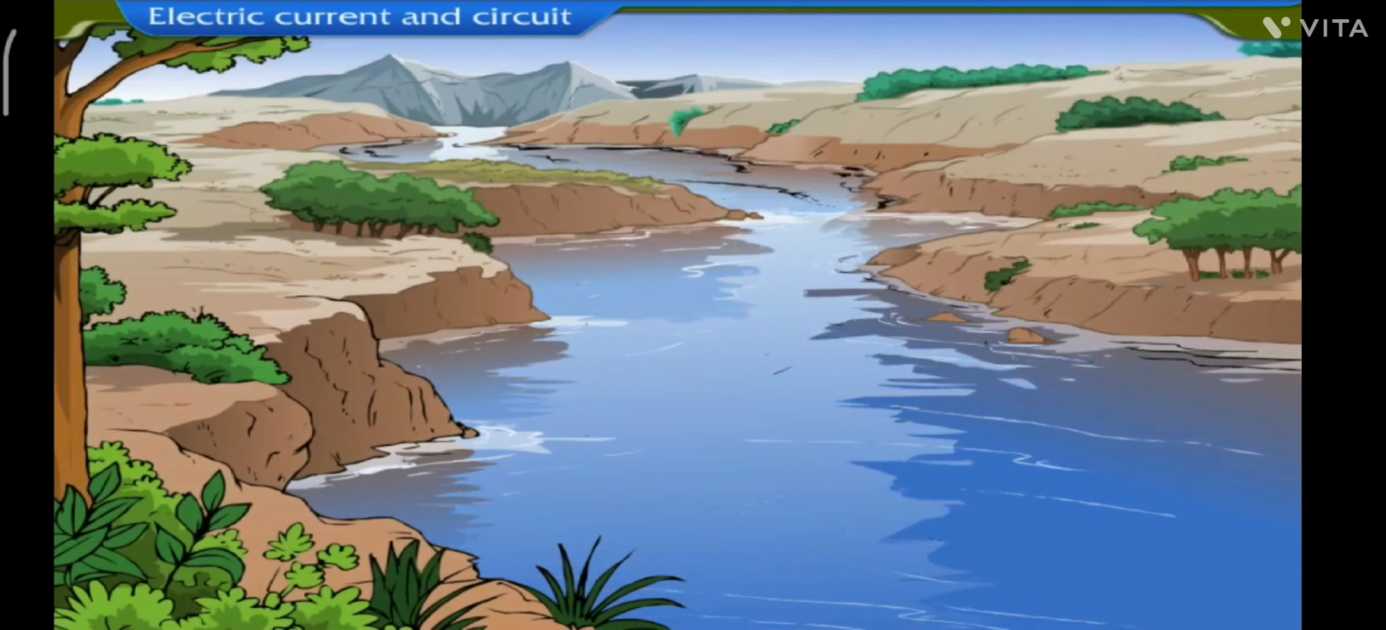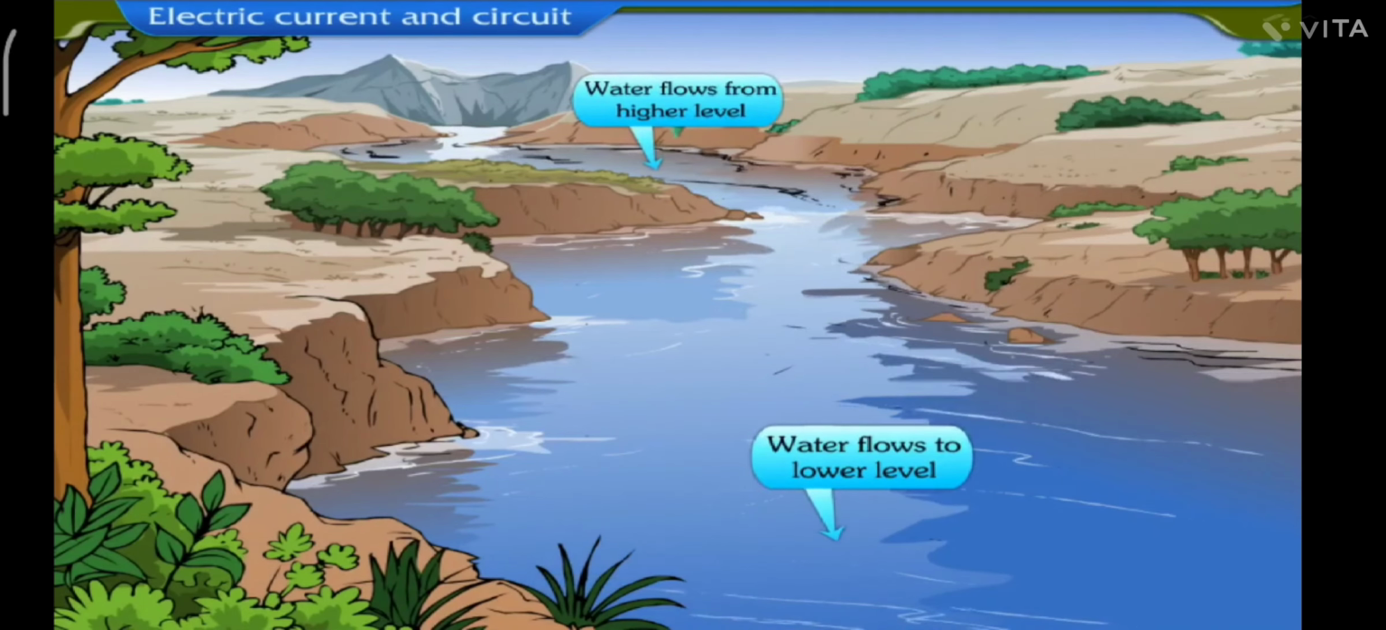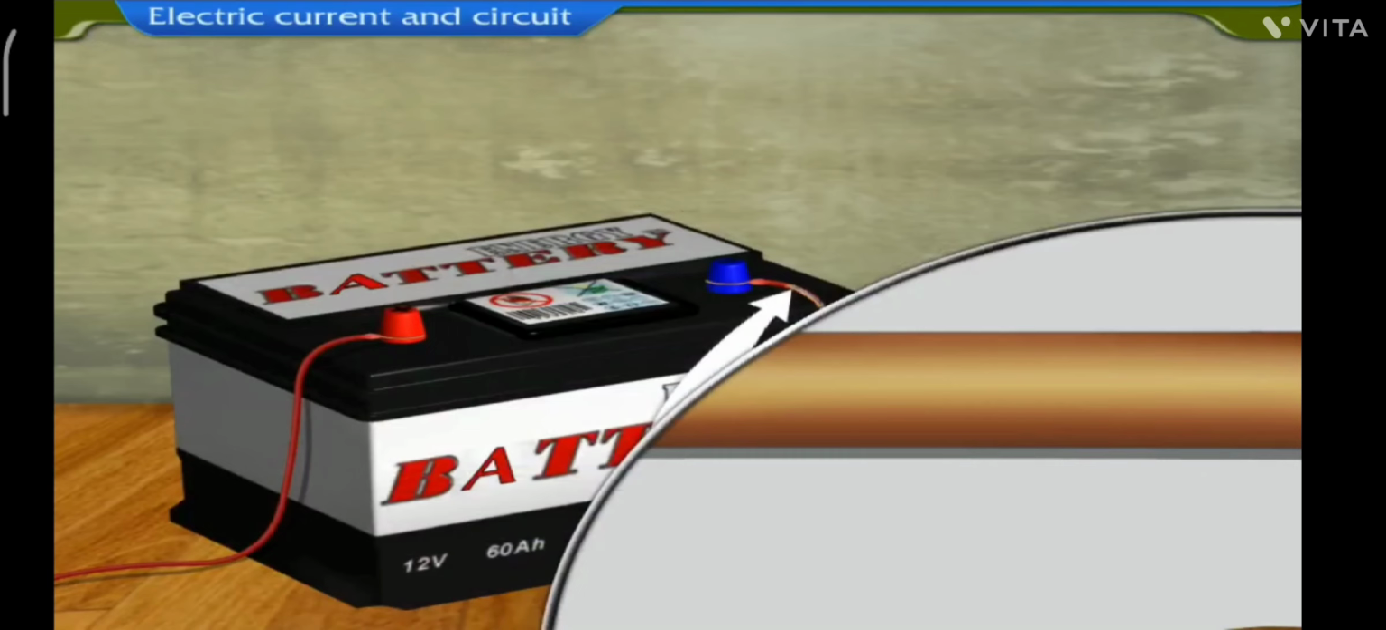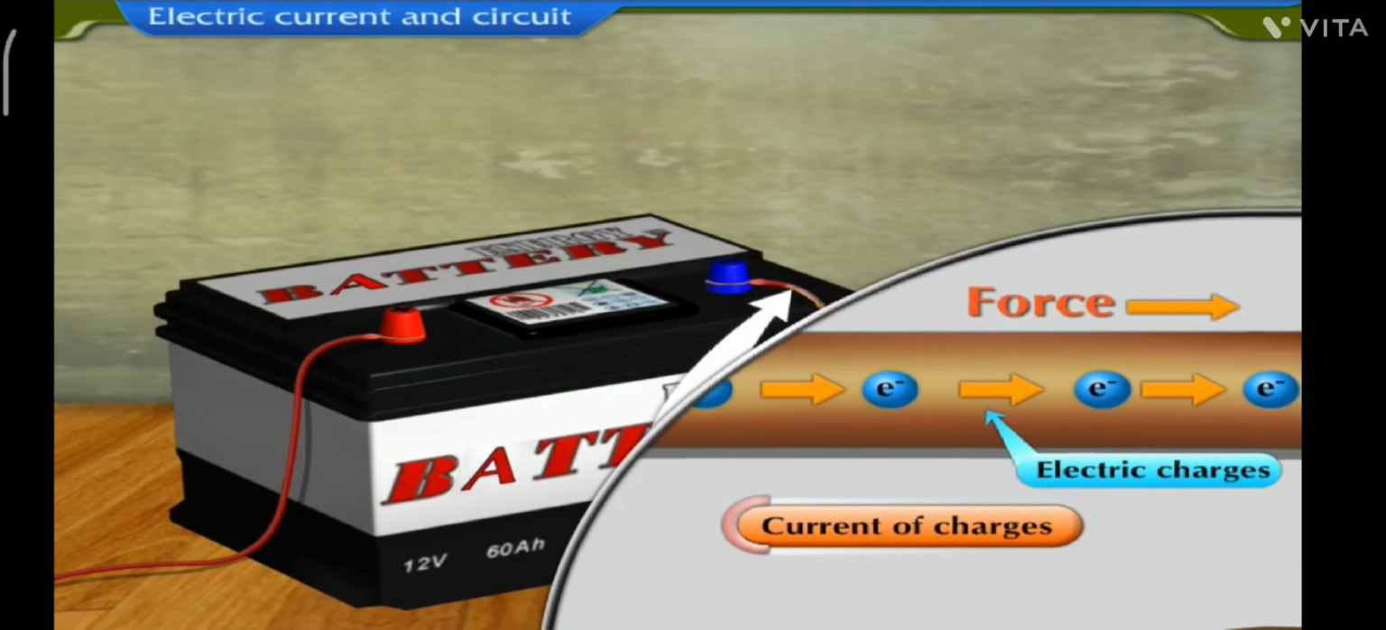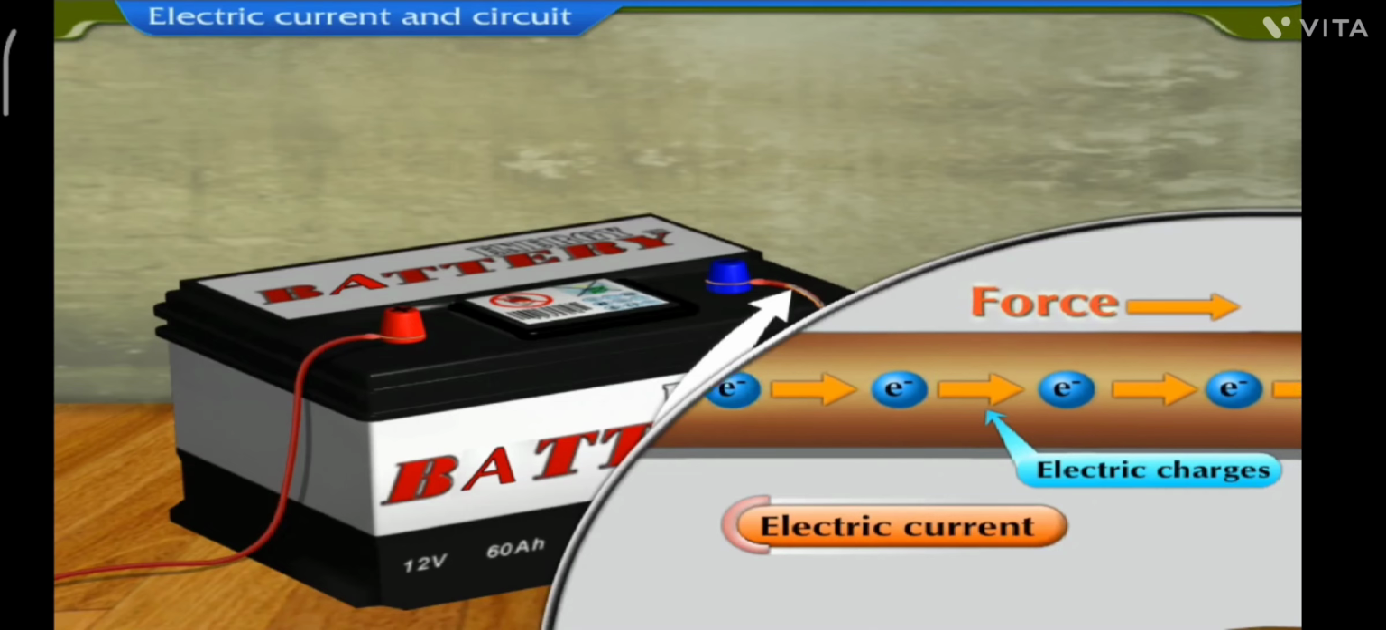When water flows in a river from a higher level to a lower level, forming waves, it is called a current of water. Similarly, if we make electric charges flow by applying a force, a current of charges is created. The flow of electric charges under the action of a force constitutes electric current.